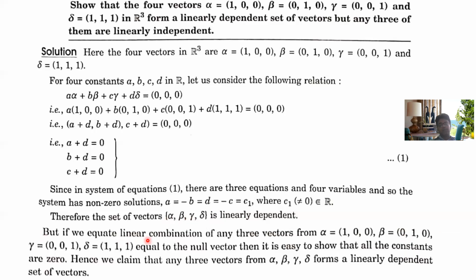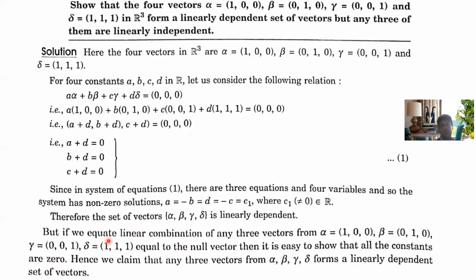If we equate the linear combination of any three vectors from alpha, beta, gamma, and delta to the null vector, then it is easy to show that all the constants are zero. Hence, we can claim that any three vectors from alpha, beta, gamma, delta form a linearly independent set of vectors.